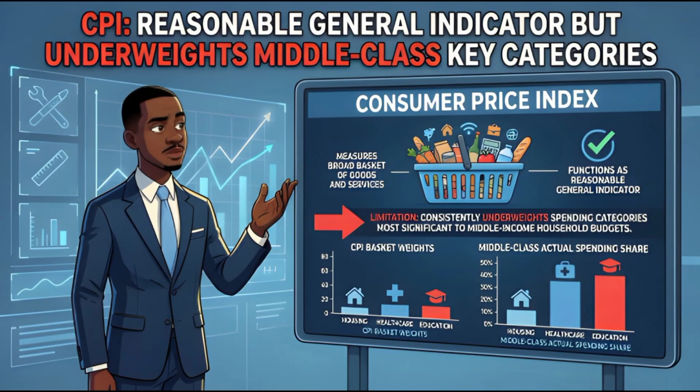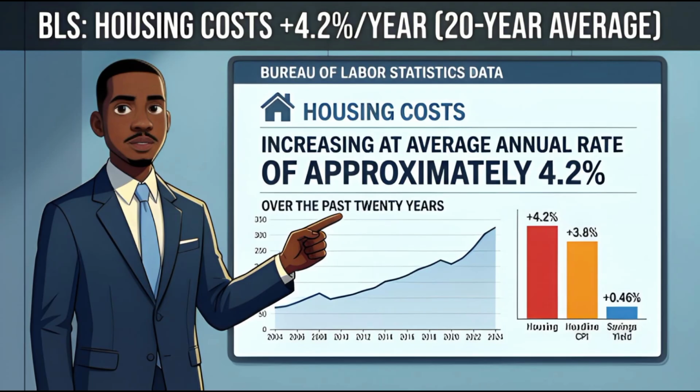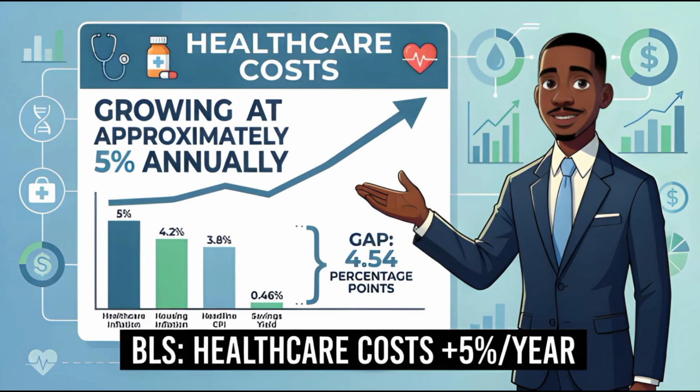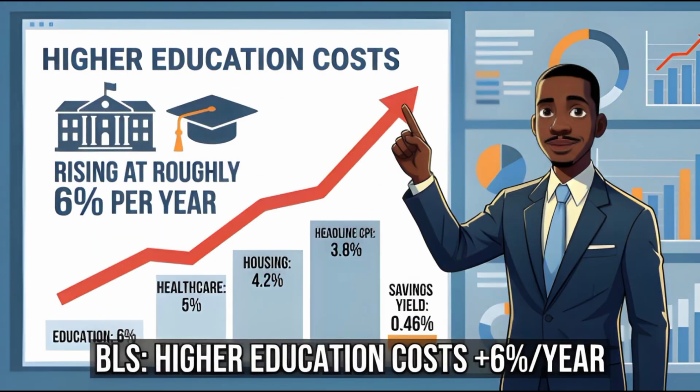The Consumer Price Index measures a broad basket of goods and services and functions as a reasonable general indicator. It consistently underweights the spending categories most significant to middle-income household budgets. Bureau of Labor Statistics data shows housing costs increasing at an average annual rate of approximately 4.2% over the past 20 years, healthcare costs growing at approximately 5% annually, and higher education costs rising at roughly 6% per year.